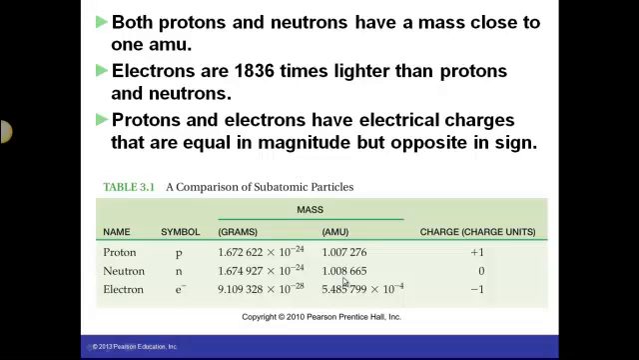So both protons and neutrons have a mass that's close to 1 AMU, or atomic mass unit. And so this is kind of a derived unit that is given based on the mass of the proton and the neutron. And so their mass unit in grams is also shown here. And so this is kind of our metric scale that we can compare to. And so we have a conversion that we can make between mass in grams and atomic mass units.